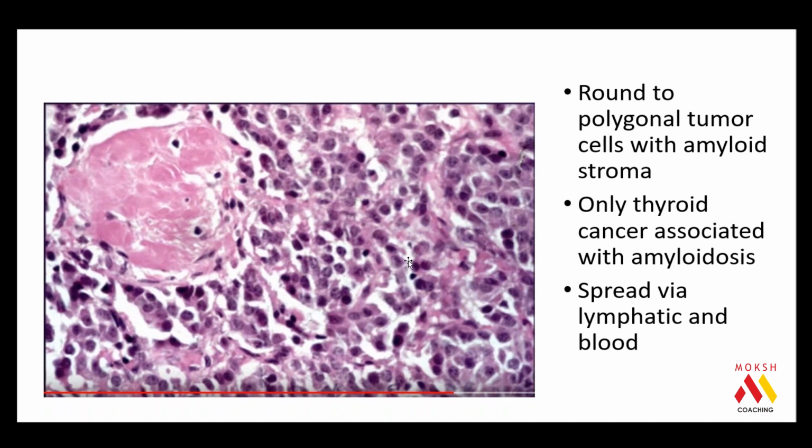pictures. So over here you see a picture of medullary thyroid carcinoma. You can see over here these round polygonal tumor cells, and you see this amyloid stroma as well. And this is a typical image of this tumor. It's associated with amyloid, so you typically will order a Congo red stain.